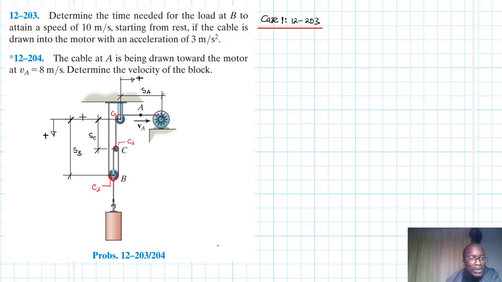So let's write down the equations. What do we have? We have SA plus SC plus C1 equal to L1. If we are to find the first derivative of these positions, then we have VA plus VC is equal to 0. So let's go to the second one.